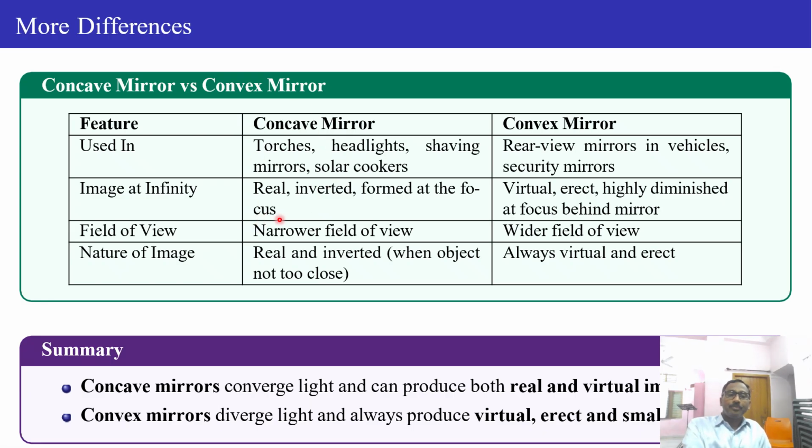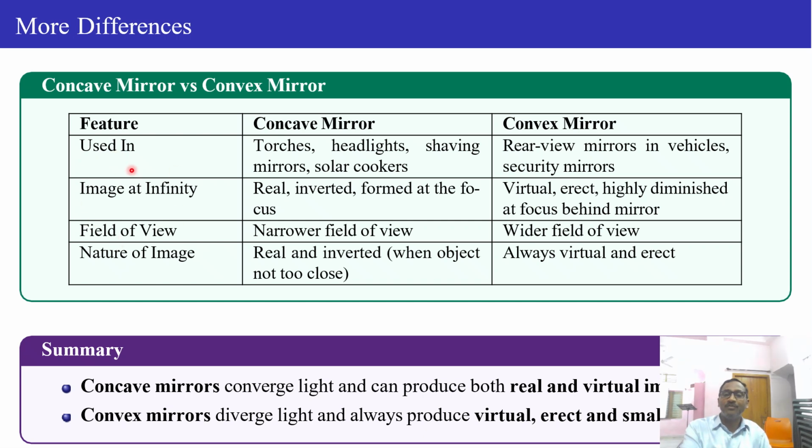Concave mirror forms an image at infinity, real, inverted, formed at the focus. So if we take the object at infinite distance, we get the image at the focus, real and inverted. Real, inverted image, formed at the focus.